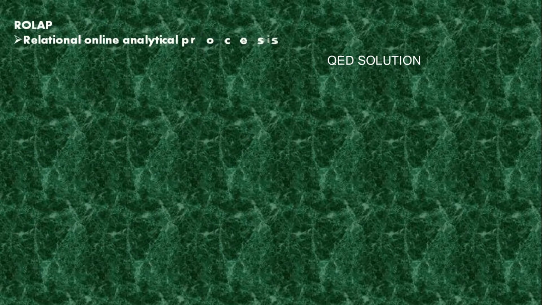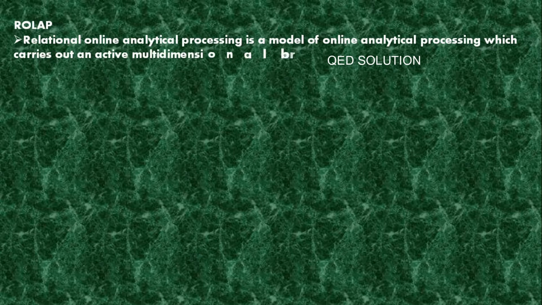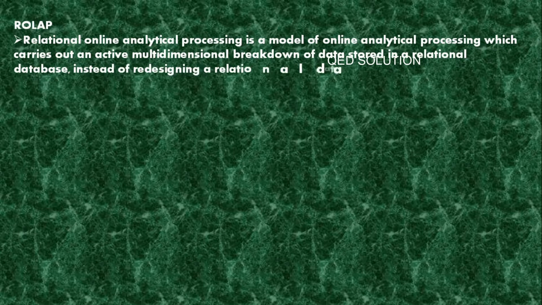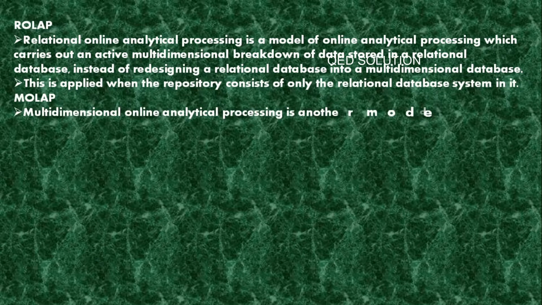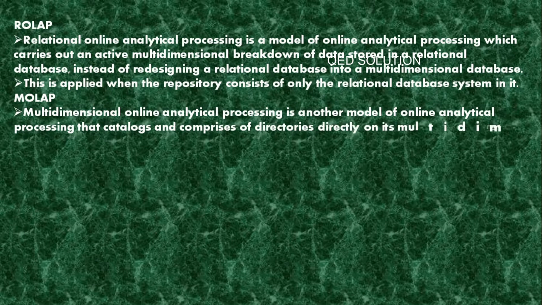ROLAP, Relational Online Analytical Processing, is a model of online analytical processing which carries out an active multidimensional breakdown of data stored in a relational database. Instead of redesigning a relational database into a multidimensional database, this is applied when the repository consists of only the relational database system in it.